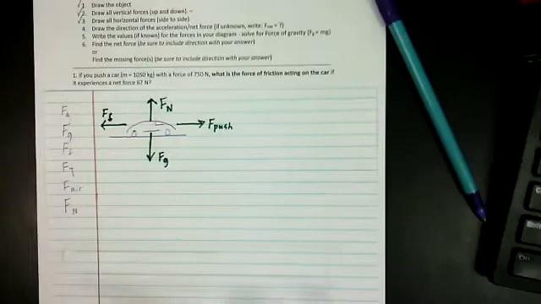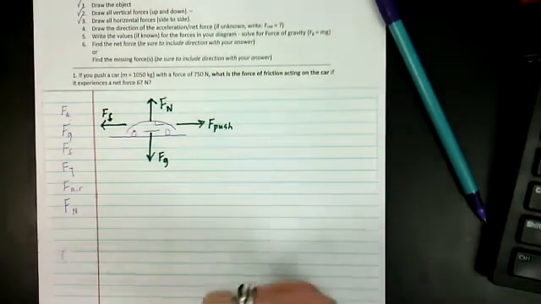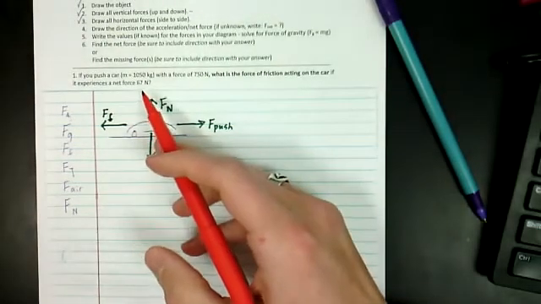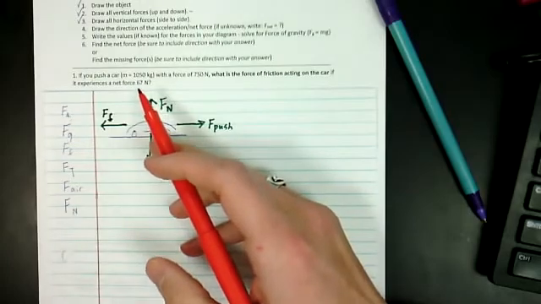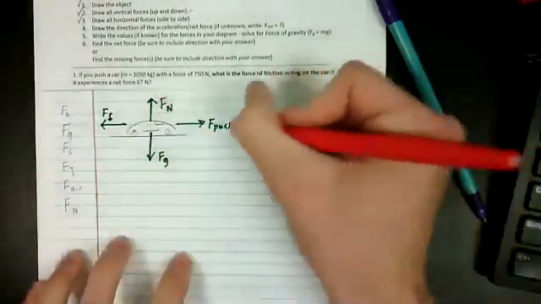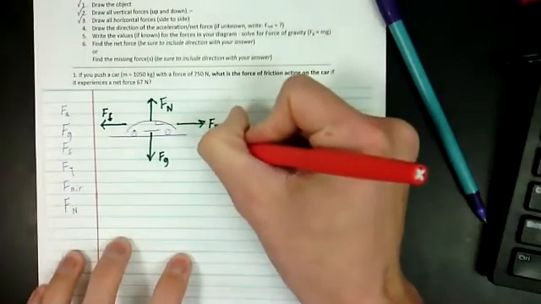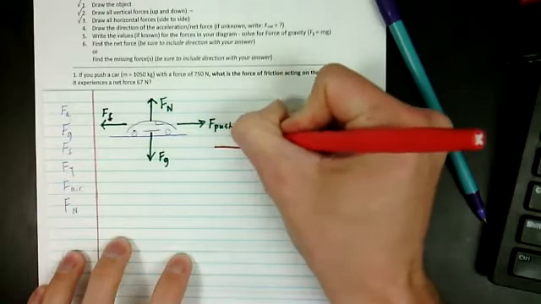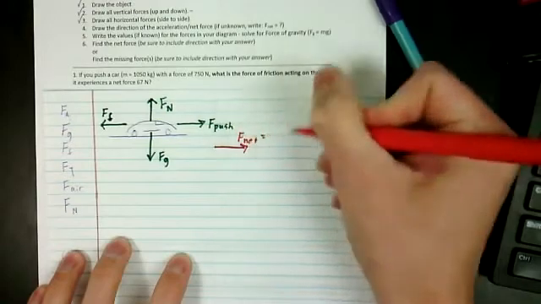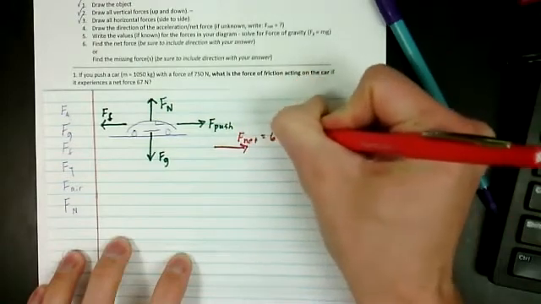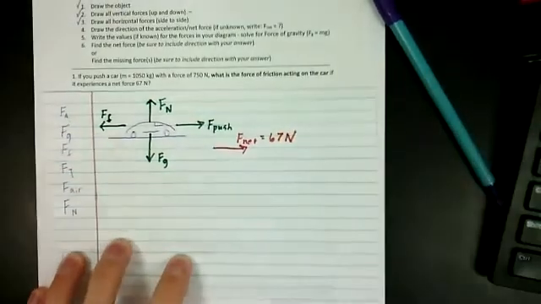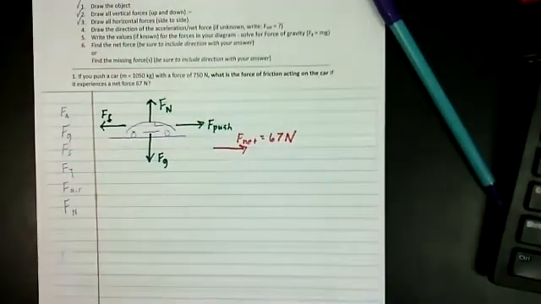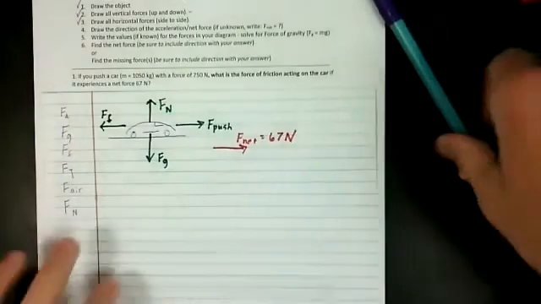So now that we have that established, it's not up and down. So it's got to be left or right. So which direction is it? Well, it told me it's a positive 67, or at least it's not negative. So that tells me it's in the forward direction. So I'm going to draw an arrow forward. And I'm going to write F net equals 67. Okay? Done.